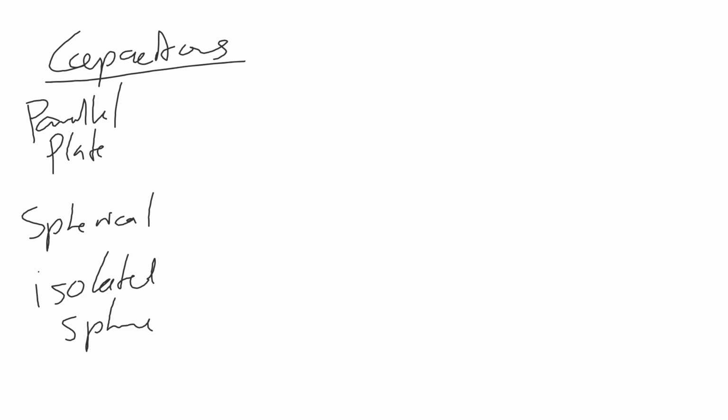The capacitance of a parallel plate capacitor is epsilon naught A over D, where A is the area of the plate, and D is the separation between the two plates.